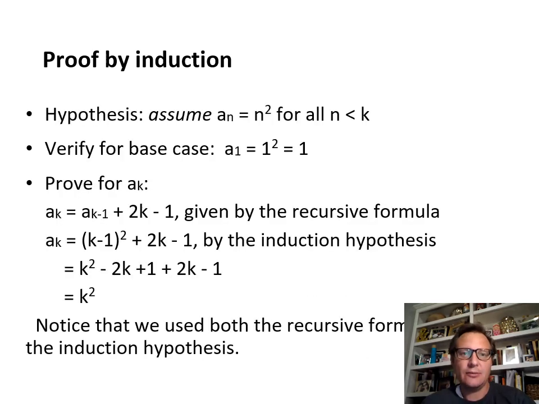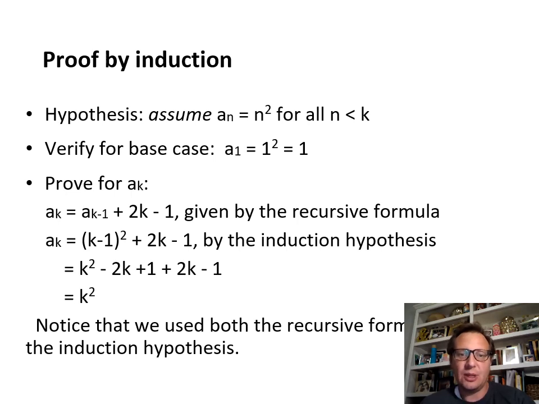So let's finish this simple proof by induction that we just started. As our hypothesis, we assume that a of n is equal to n squared for all n less than k, meaning for all n up to k minus 1. We verify this for the base case, as we did on the previous slide, and then we want to prove it for a of k.